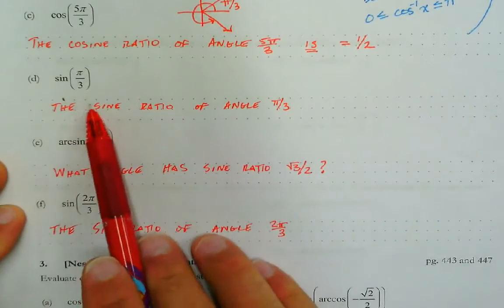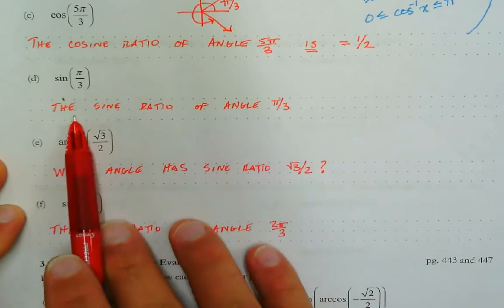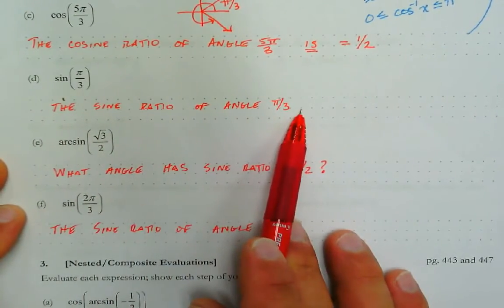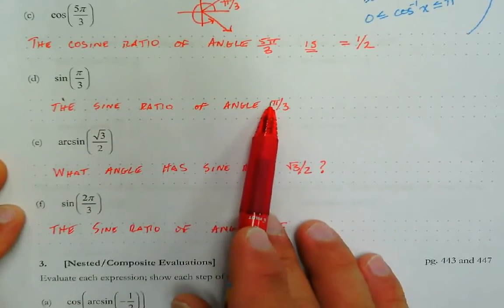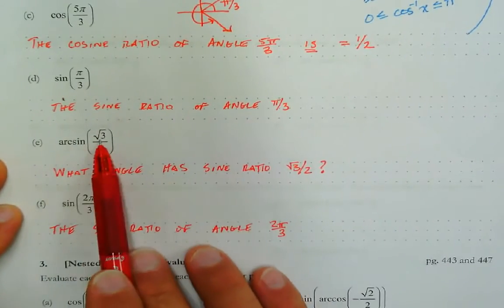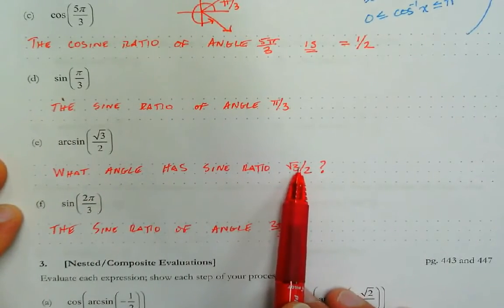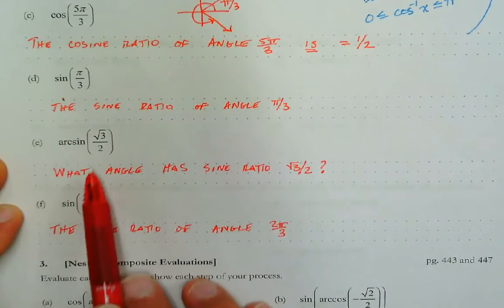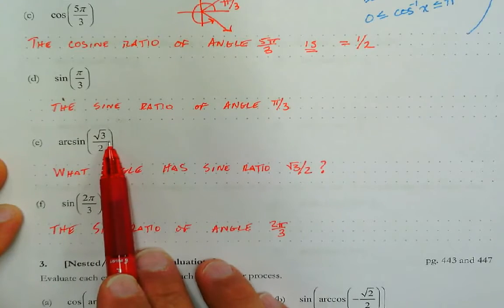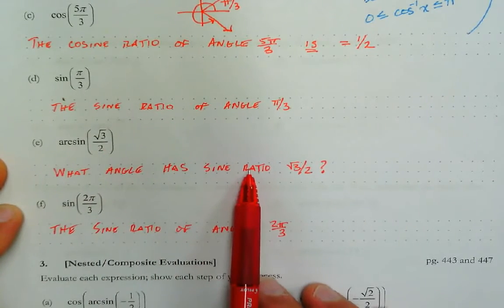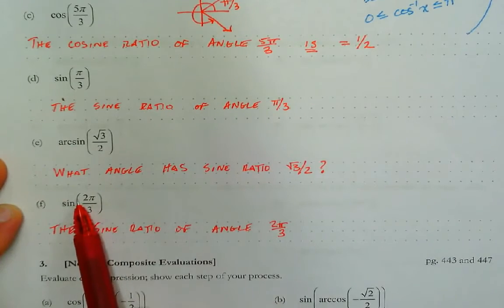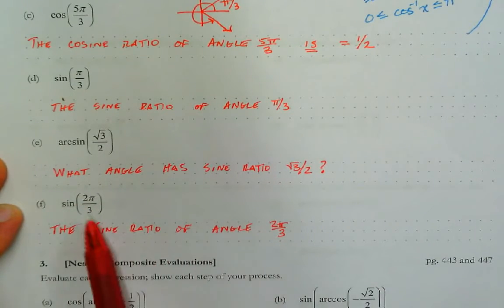Well, this first one would read, the sine ratio of angle pi over 3. What is the sine ratio of angle pi over 3? This one would read, what angle has a sine ratio of root 3 over 2? Because it's the inverse sine. So root 3 over 2 is the ratio. What was the angle? And then this one, the sine ratio of angle 2 pi over 3.